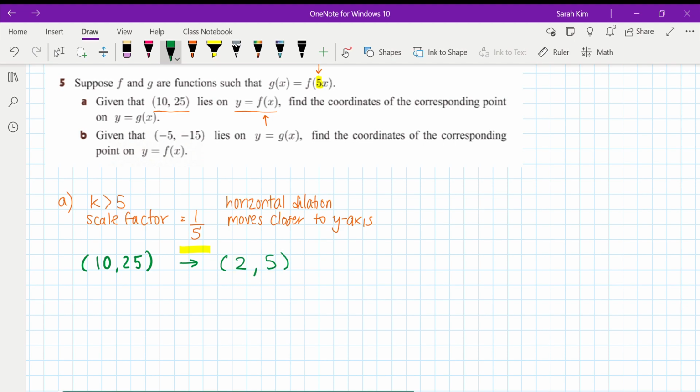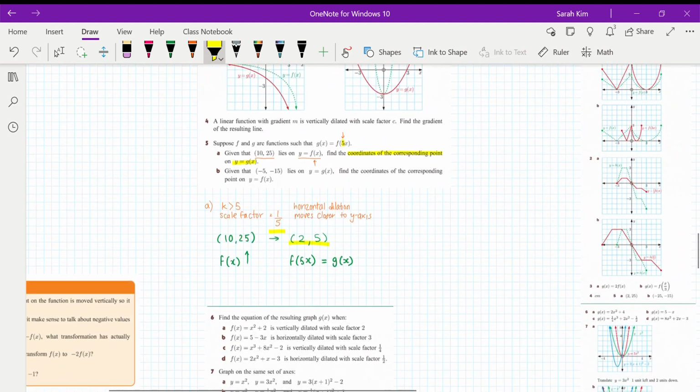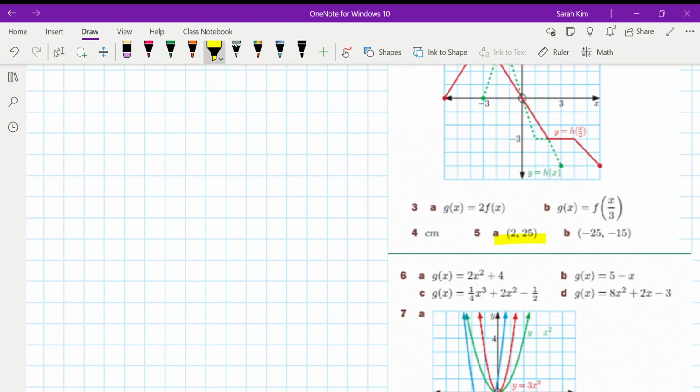So this is what f of 5x looks like. This was f of x, right? These coordinates were that one, but when it's dilated horizontally, it moves closer to the y-axis and it becomes a smaller graph. So it becomes that. That is basically your final answer that corresponds to the point on y equals g of x, because this is actually the same as g of x. So we found that coordinate. It's simply 2, 5. Let me just double check the answer. Is that what we had?